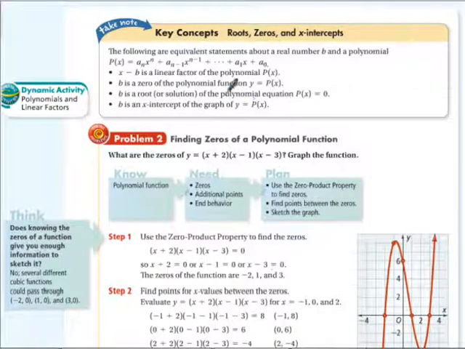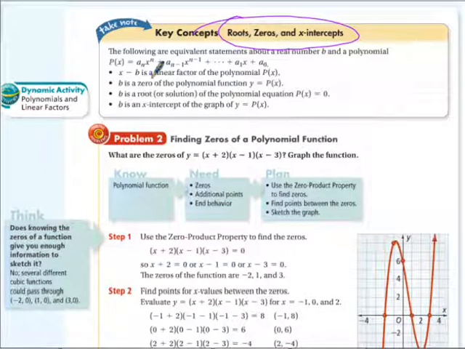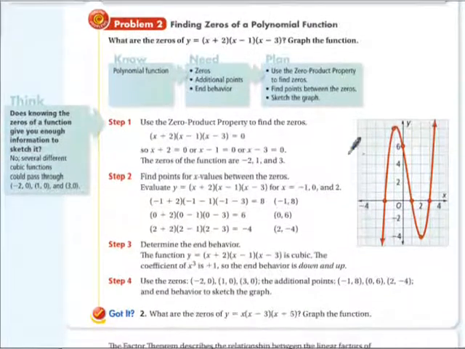So the key concepts: the roots, zeros, x-intercepts, all that stuff. The following are equivalent statements about a real number b and a polynomial. So x minus b is a linear factor of the polynomial. We're just saying that if we were to factor some polynomial and x minus b was one of the factors, then b is a zero of that function, b is a root or solution of that equation, and b is an x-intercept of the graph. This is the same thing we talked about earlier this year, where x-intercepts, roots, zeros, solutions, those are all the same thing. They are all synonyms, okay?